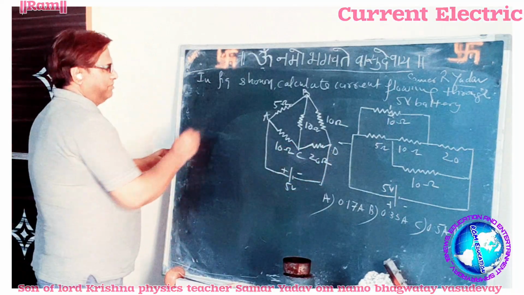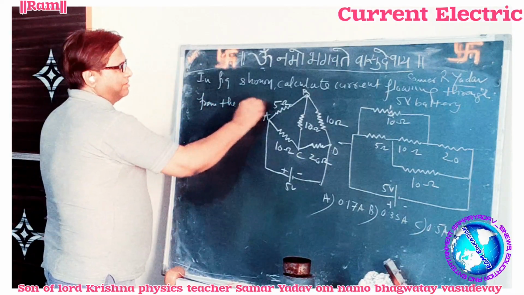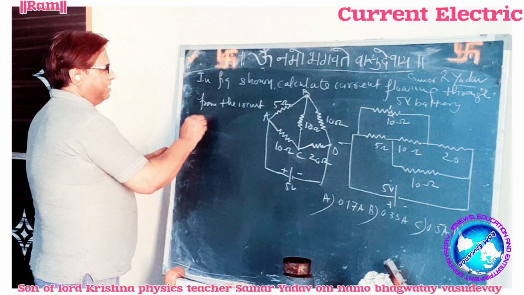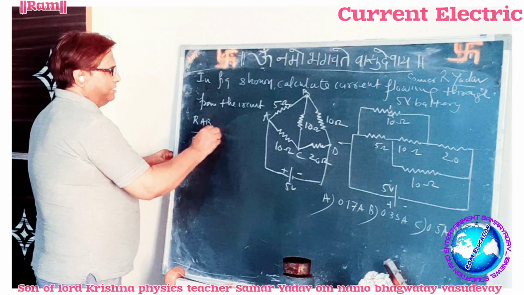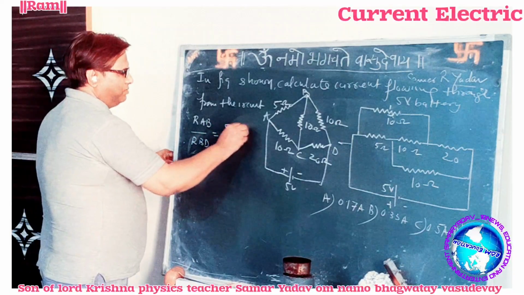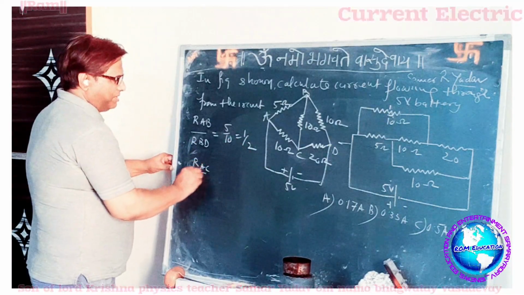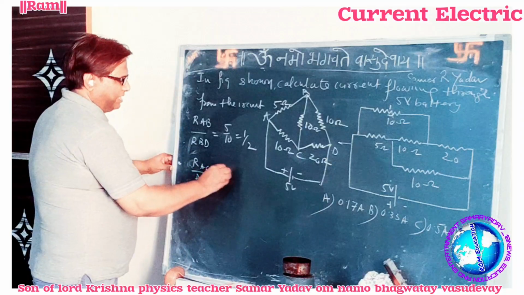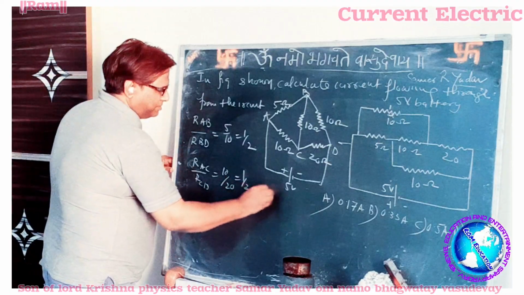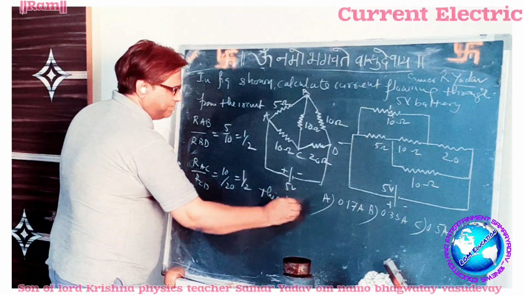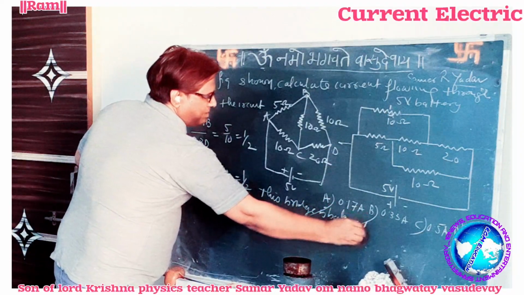Now we know that from the circuit you can write here R_AB upon R_BD is equal to 5 upon 10 is equal to 1/2. Similarly, R_AC upon R_CD is equal to 10 by 20 is equal to 1/2. Yes, this bridge is balanced, so this is the balanced bridge condition.